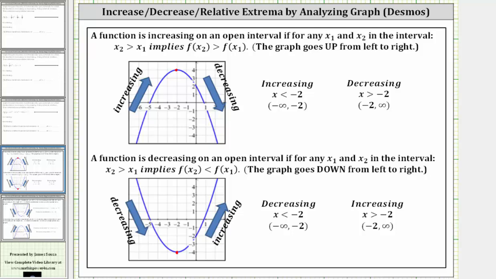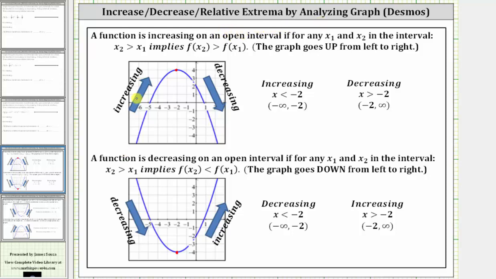In this video, we will graph a function using Desmos.com and then analyze the graph to determine whether the function is increasing or decreasing, as well as determine any relative extrema. To determine where a function is increasing or decreasing, we want to read the graph from left to right, just like we read a sentence in a book.